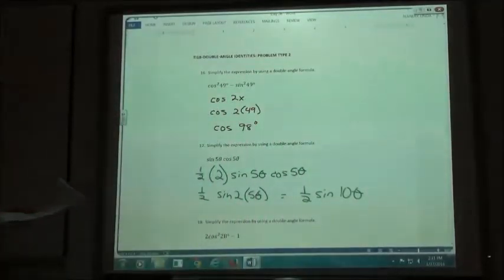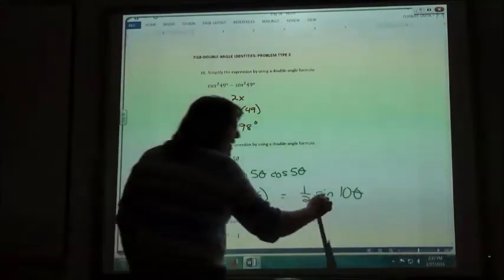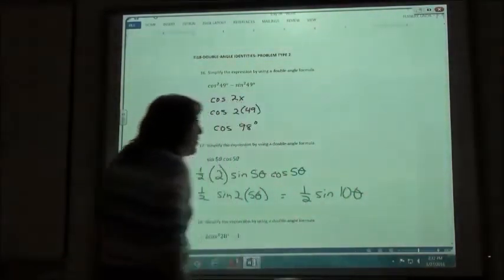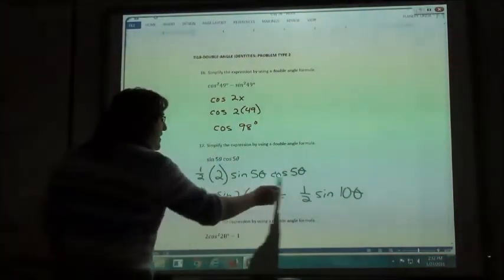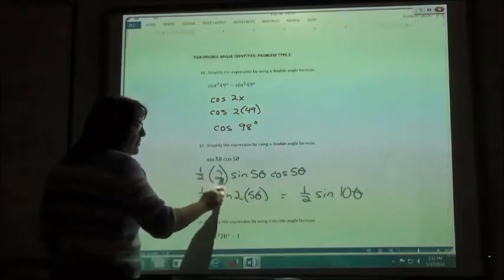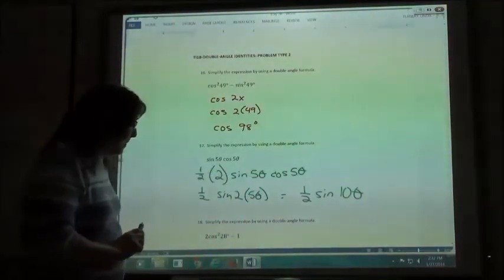So my answer is going to be that. That's as far as I can simplify that. I can't take the half of this, so I'm just going to say 1/2 sine of 10 theta. So if I see that, I have to think of something I can substitute in so that it looks like my formula with the 2 in front of there.